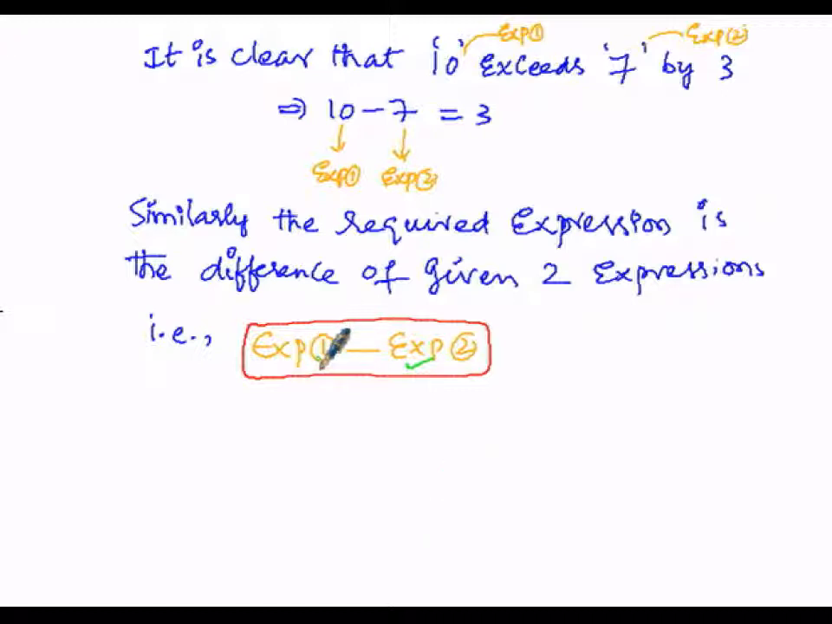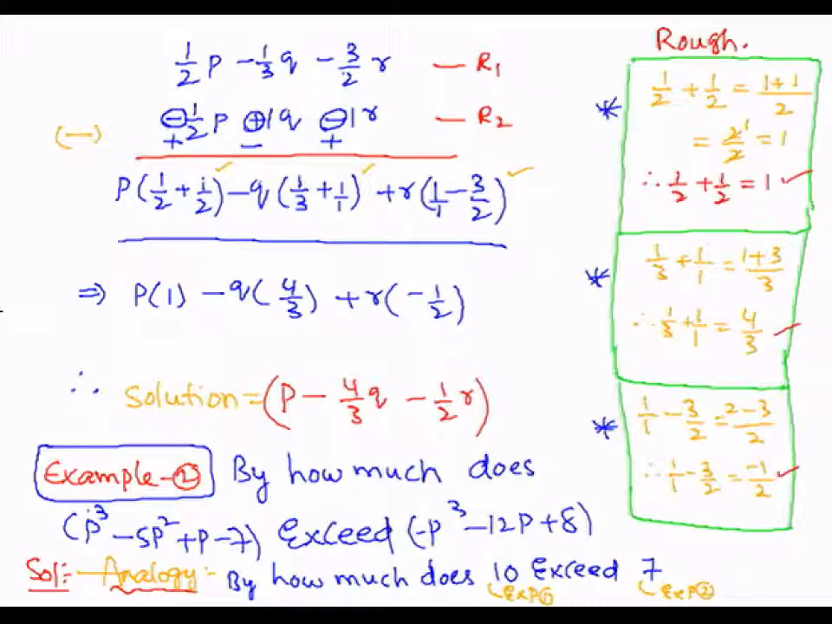So let us perform the calculation part. Expression number 1 must be in the first row, that is p cube minus 5p square plus p minus 7, as per the problem. This is the first expression. The second expression is minus p cube minus 12p plus 8. So the first expression must be kept in the first row, and this expression must be in the second row because this must be subtracted from the first one.